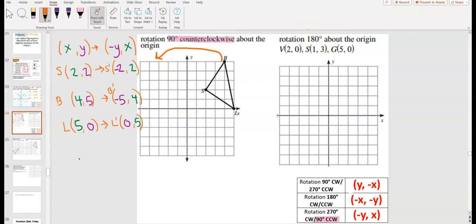Let's see, S is at (-2, 2), so that's here, that's S prime. B is at -5, sorry, +4, I was looking at the wrong one. That's B prime. And L is going to be at (0, 5), which is here. So that's L prime. Now I connect my shapes, and you should see that this first shape is still congruent, or equal, to this shape.